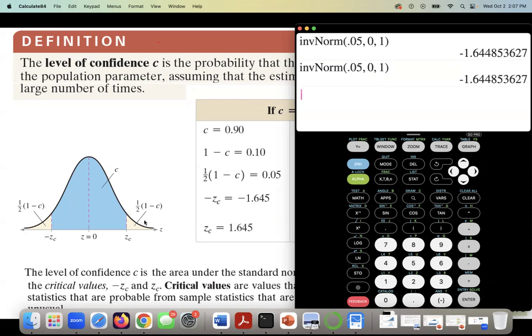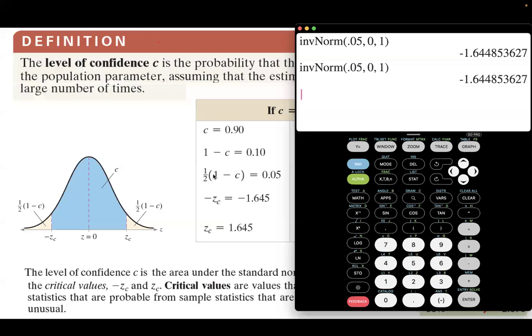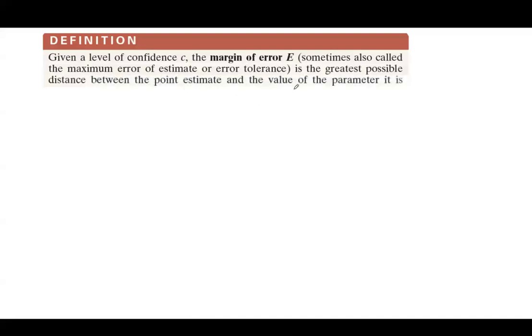Okay, after finding the critical value, we need to move on to the next step. In the next step, we're going to construct our confidence interval. How do we do that? First, we need to find the margin of error. Given a level of confidence C, the margin of error E, which is sometimes called the maximum error of estimate or error tolerance, is the greatest possible distance between the point estimate and the value of the parameter it is estimating.